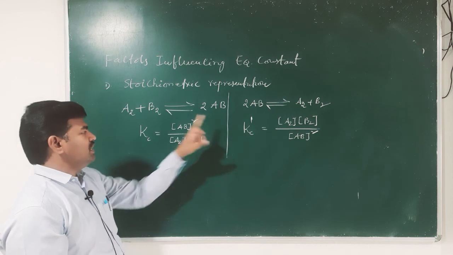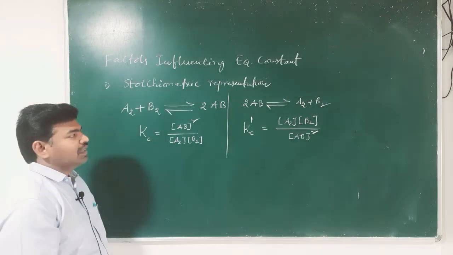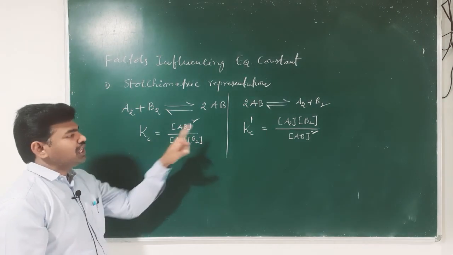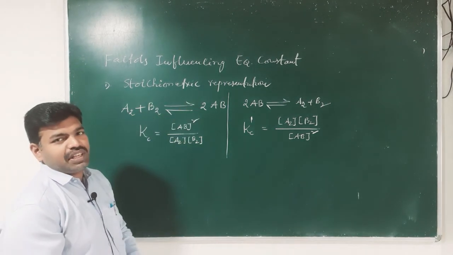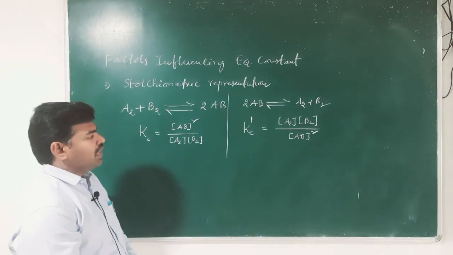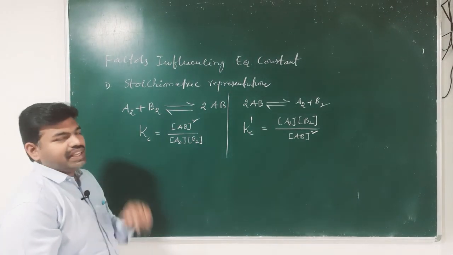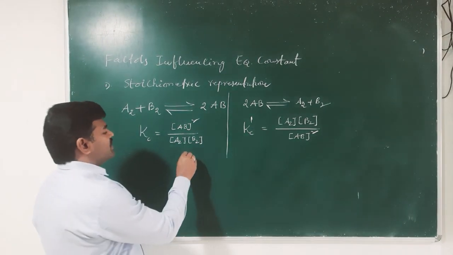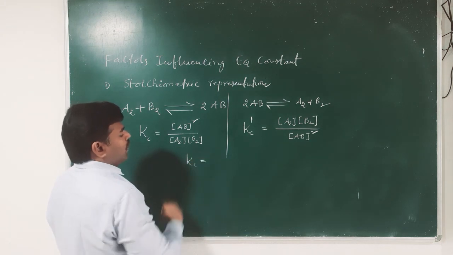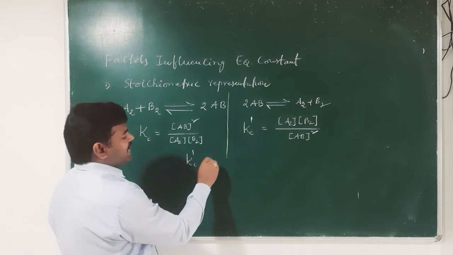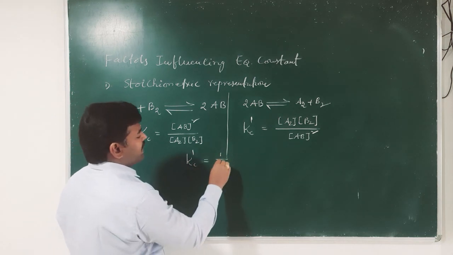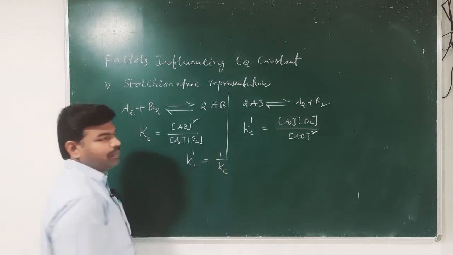If you observe these two equilibrium constants, there is a difference between them. That difference is due to the stoichiometric representation of the reversible reaction. And one more thing is that Kc dash is equal to 1 by Kc.